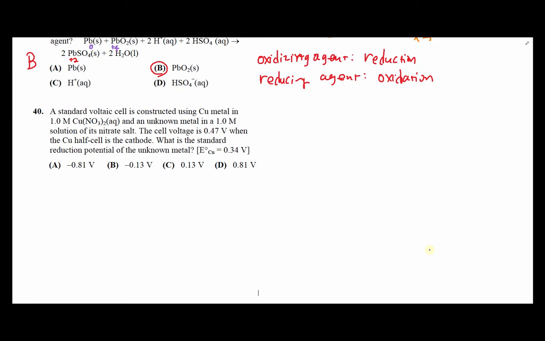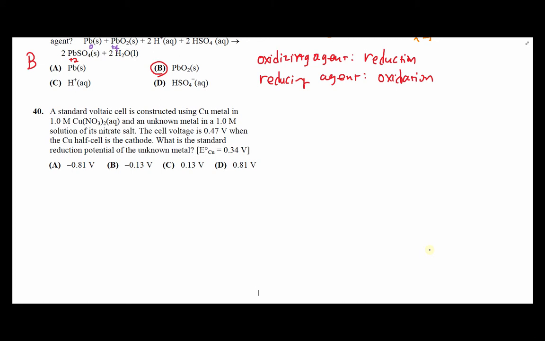Alright, number 40. A standard voltaic cell is constructed using copper metal in 1 molar copper nitrate and an unknown metal in a 1 molar solution of its nitrate salt. The cell voltage is 0.47 volt when the copper half cell is the cathode. What is the standard reduction potential of the unknown metal?